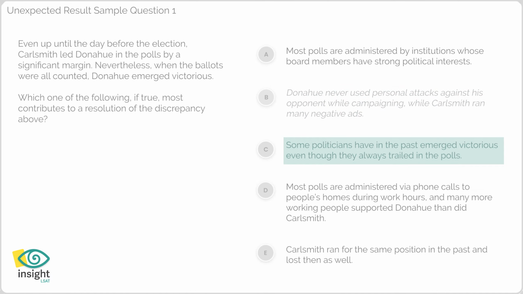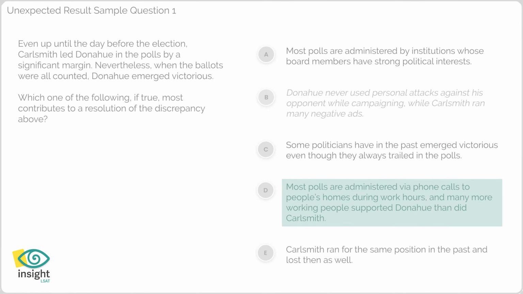C. Some politicians have in the past emerged victorious even though they always trailed in the polls. Okay, well, this talks about the polls at least. It talks about other people in the past, though. How can that explain the situation? Those past situations would need explanation as well. I guess we can hold on to it for now, though.